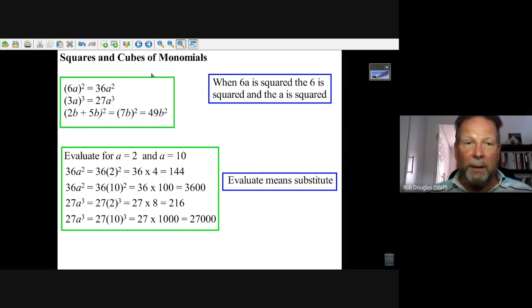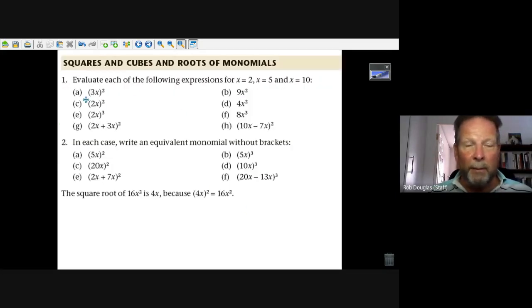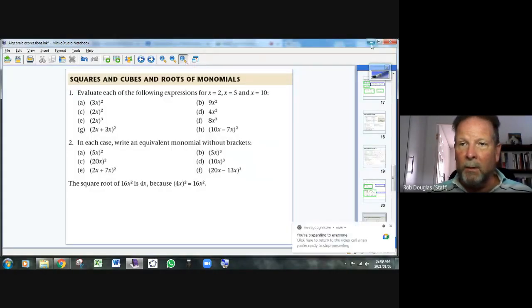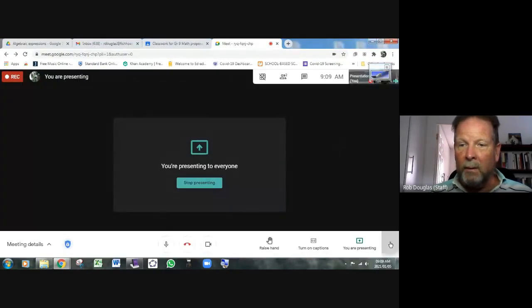So evaluate means substitute, and that's what the problems we're going to do here are. We have a bunch of squares. First you square it and work it out, and then you put in 2, 5, and 10, and figure out what the value would be. Okay, so you're going to have to try that on your own.